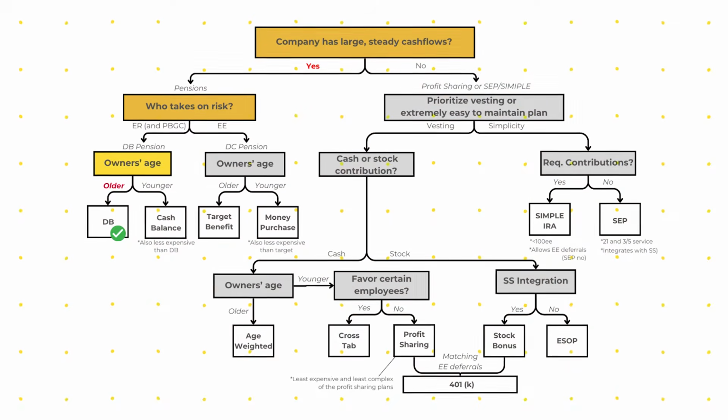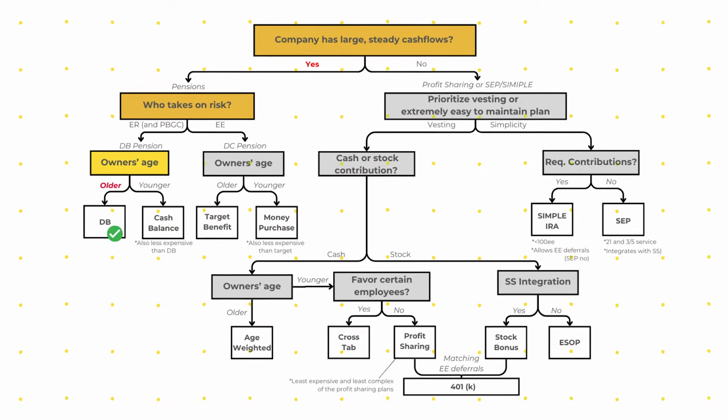So let's take a look at the decision tree. Now, don't worry, this diagram looks complicated at first, but we're going to walk through it together. You'll notice that each node of the tree is an aspect of what we just talked about: goals, constraints, and employee demographics. At the top of the tree, we focus on constraints.